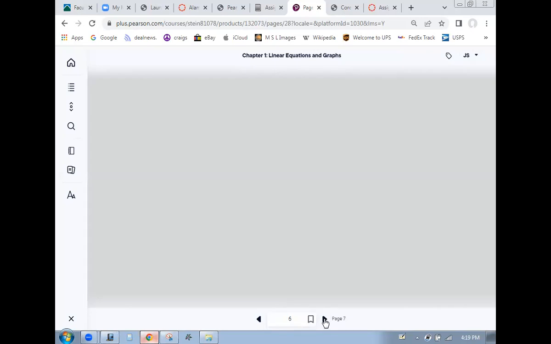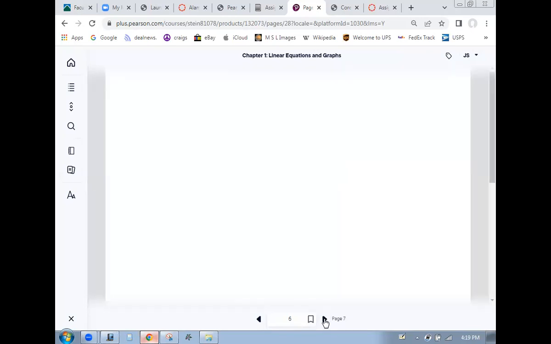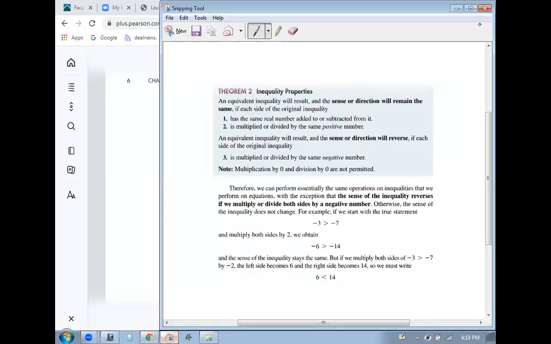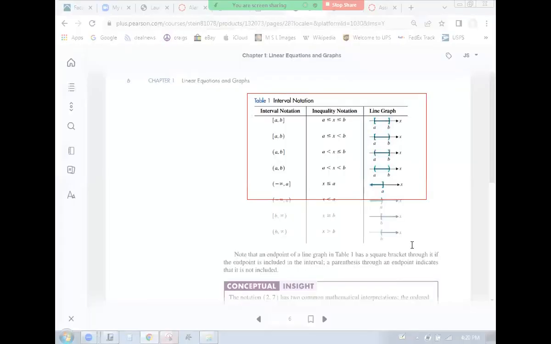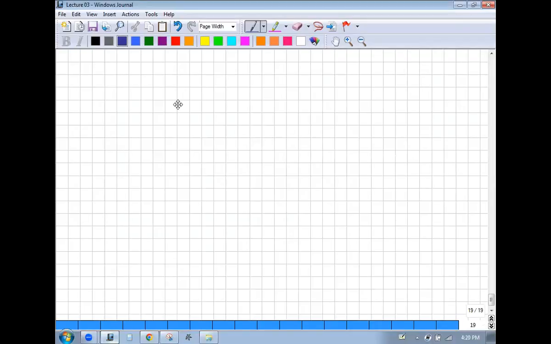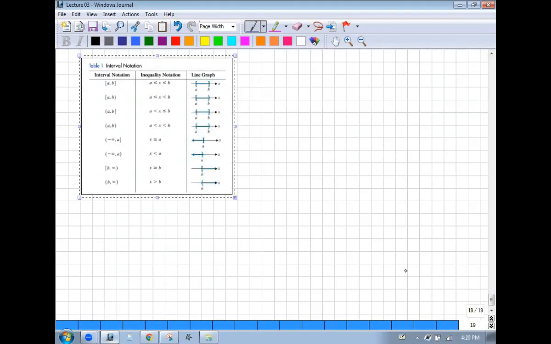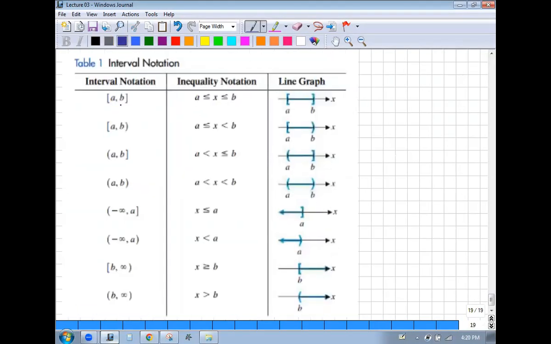All right, interval notation. So this is going to be a whole bunch of notation. It's not complicated, but. All right, so here's an interval from A to B, right? So let's say here is A and here is B, right? Oh, I guess they already drew it right here. So here's our number line. They're saying all the numbers in between A and B, including A and B.